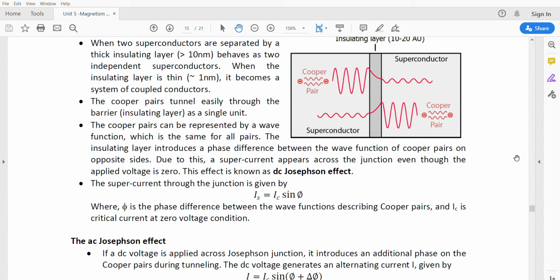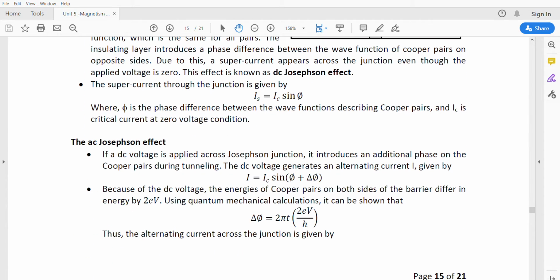Then what will happen? This voltage gives extra energy to the Cooper pairs to tunnel through the barrier, and we observe an additional phase difference of the Cooper pairs. Phi is the phase difference between the Cooper pairs of the first superconductor and the second superconductor. The additional phase difference introduced due to the application of the external voltage is delta phi. Here also, due to the flow of Cooper pairs from the first superconductor to the second superconductor, a high current or supercurrent is produced in that arrangement.